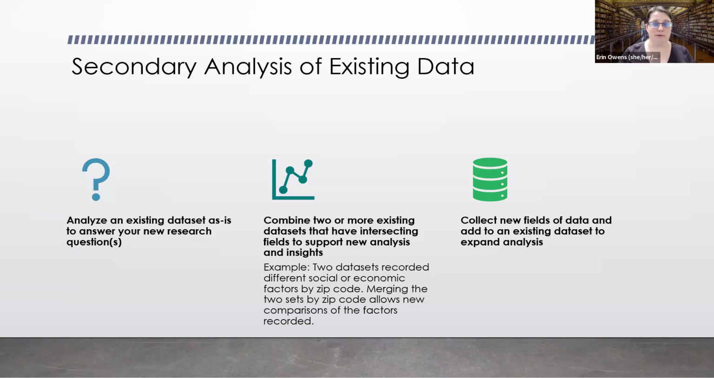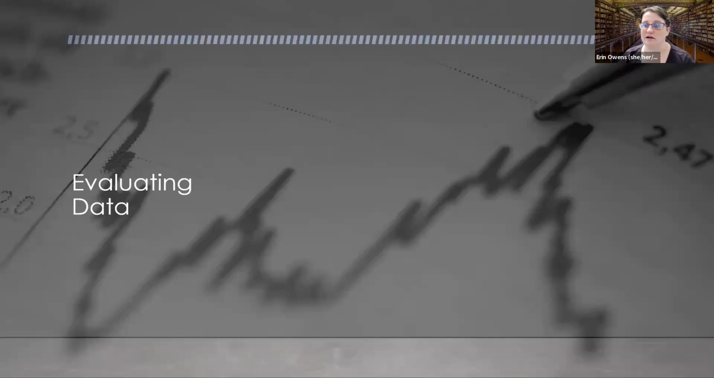So for example, maybe we have two data sets that recorded different social or economic factors by zip code. If we can use that zip code to merge those different variables, it will allow a new kind of comparison and allow us to answer some new questions. We can also take an existing data set and then simply build onto it by also collecting new data and adding some new variables to be able to expand our analysis. So let's talk a little bit about evaluating data that we find.